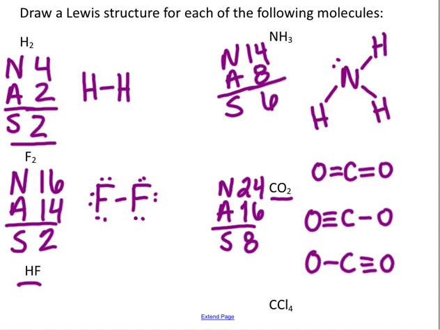So let's go ahead and fill all of these in. Of the 16 available, we used up 8 in bonds. That gives us 8 that we have to pass around, so 4 pairs. So for this one, I'm going to put 2 pair and 2 pair.